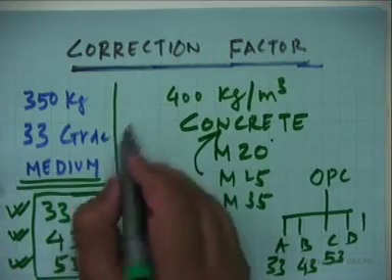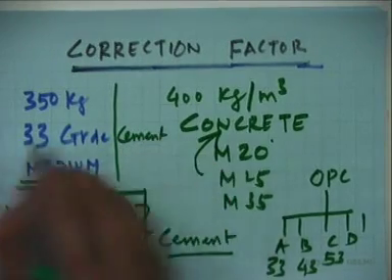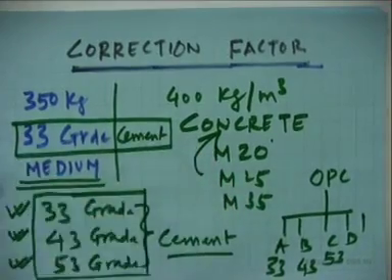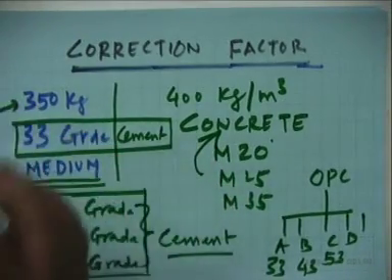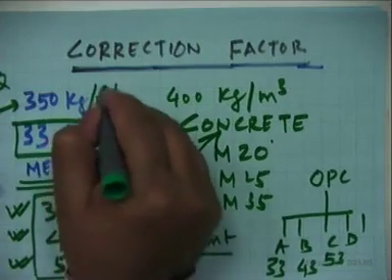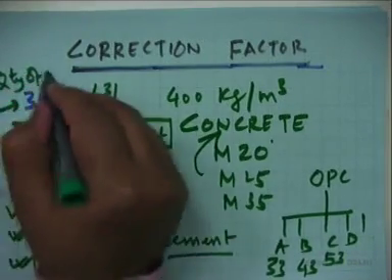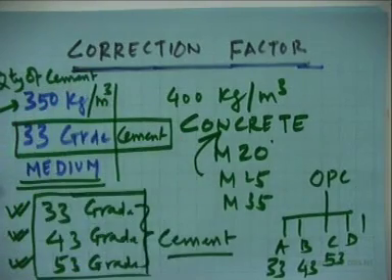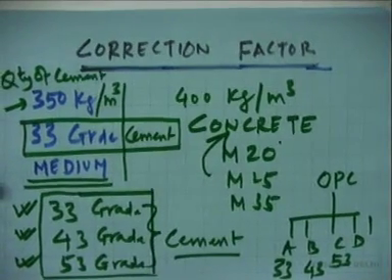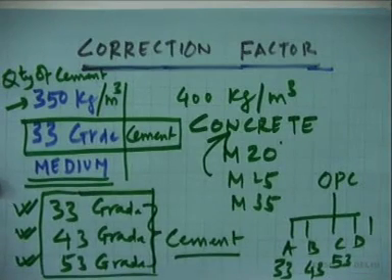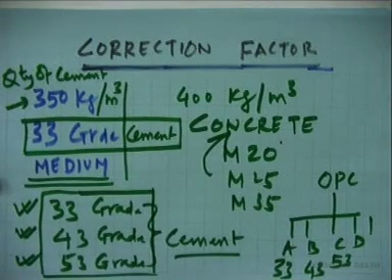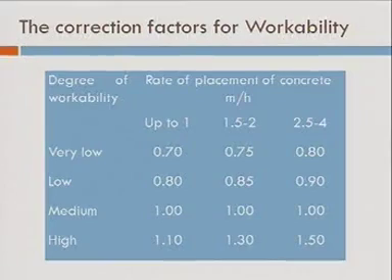So remember, these grades are cement grades I have talked about. This is 33 grade cement, and this 350 kg is the quantity of cement per cubic meter. So these curves have been drawn for 33 grade of cement and a cement quantity of 350 kilograms per cubic meter of medium workability. Now we were discussing these correction factors. You can just have a look at this particular table.